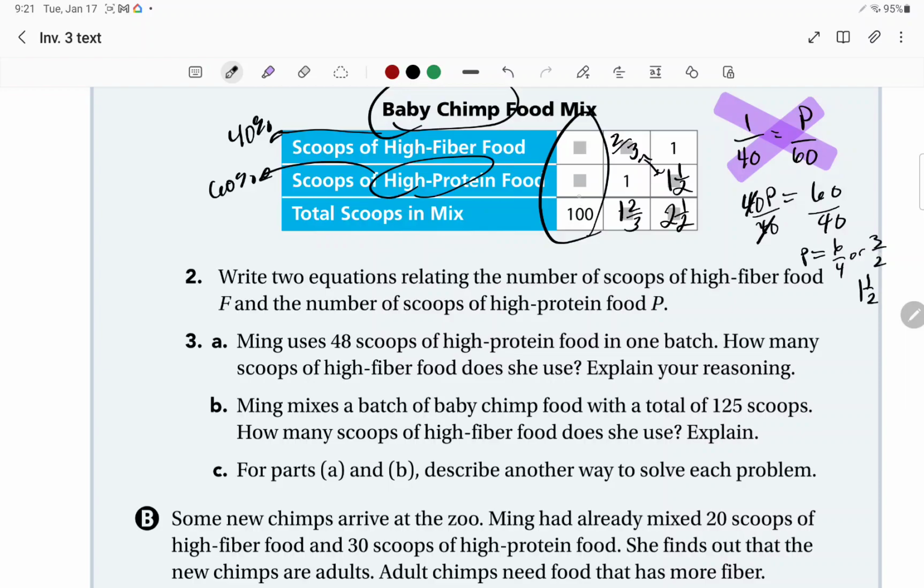you can set up a proportion, that's fine, but you can actually think through this one, right? Because if you have 100 scoops and 40% is supposed to be fiber, 60% protein, well, then you know that it's 40 scoops of fiber and 60 scoops of protein on that one.